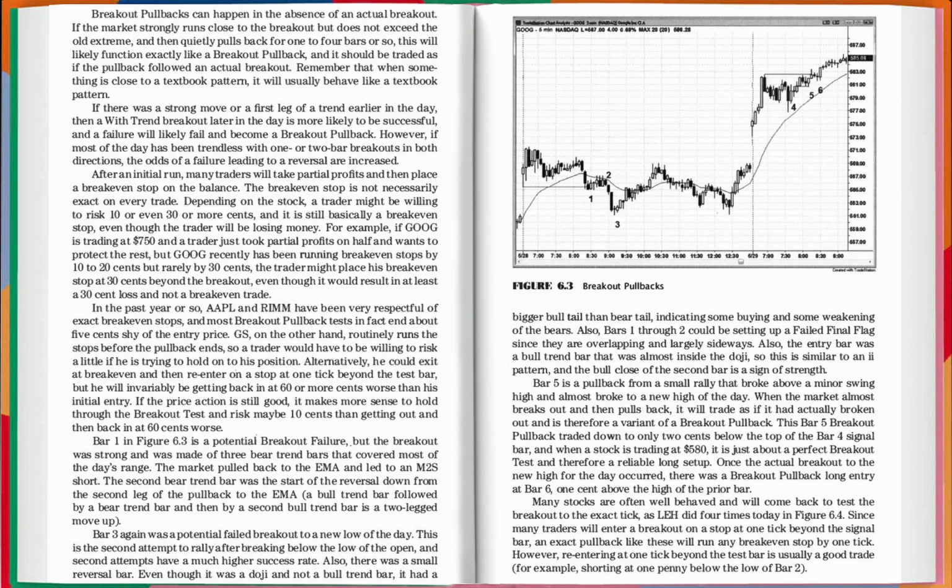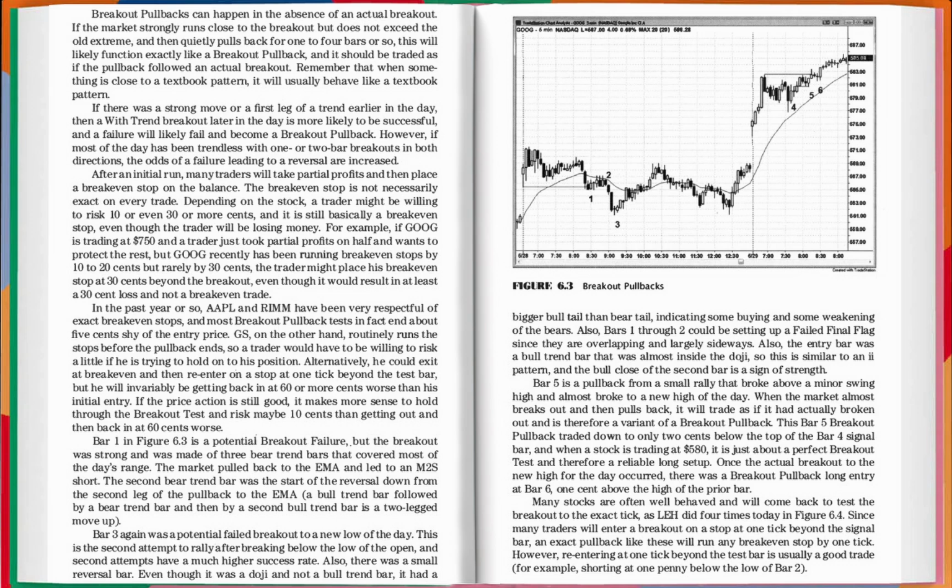For example, if GOOG is trading at $750 and a trader just took partial profits on half and wants to protect the rest, but GOOG recently has been running break-even stops by 10 to 20 cents, but rarely by 30 cents, the trader might place his break-even stop at 30 cents beyond the breakout, even though it would result in at least a 30-cent loss and not a break-even trade.